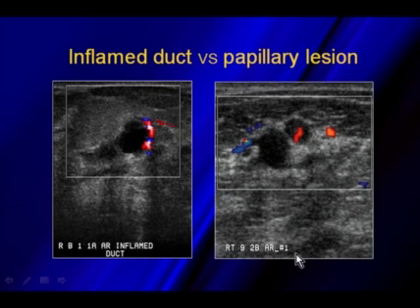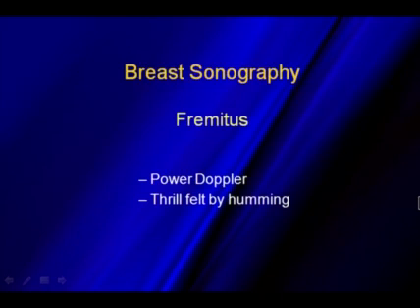Also using color Doppler to tell the difference between true lesions inside of the duct versus inflammation. With the inflammation, the blood flow will be around the wall, similar to what we see in a cyst, and with a true lesion inside, such as a papilloma, you're going to see the blood vessel coursing through the lesion.